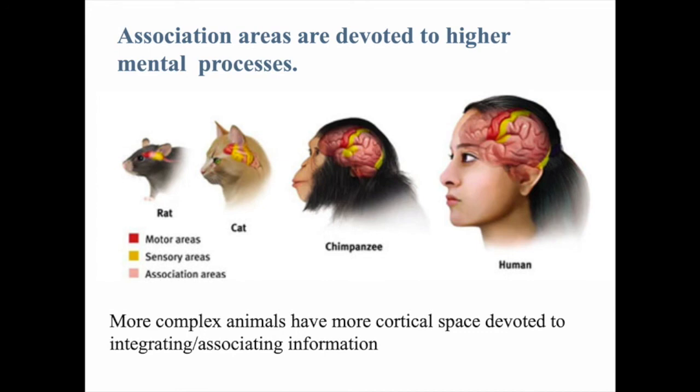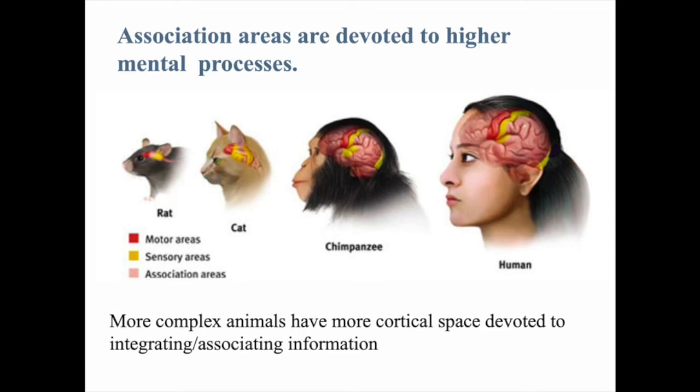Note that here you see the size of association areas comparing different animals, and you see that throughout evolution the association areas are the ones that increase the most when you compare animals that are hierarchically superior in terms of evolution with animals that are a little bit lower in the evolution tree. Okay?